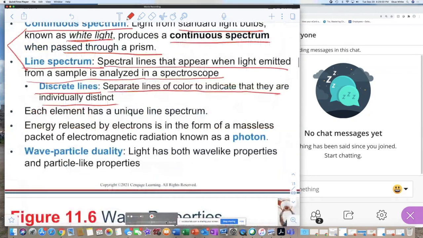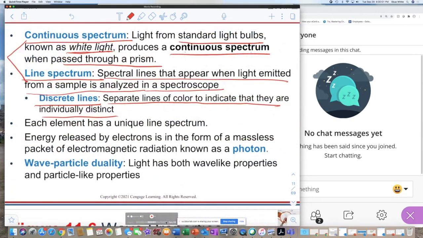Okay, so after we've seen all that, we are being told, please realize each element has its own unique light spectra. Each element produces a color that, when you separate it, forms a unique light spectra. Well, chemists are notorious for, if anything is unique, they're like, ooh, we will use this to identify the elements. So they use the line spectra to identify the element.